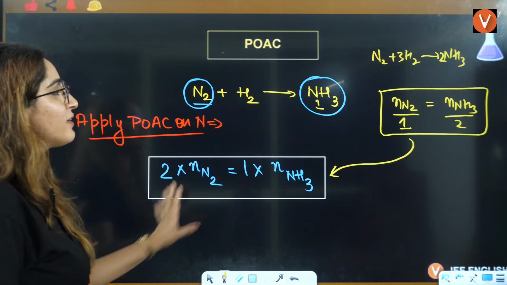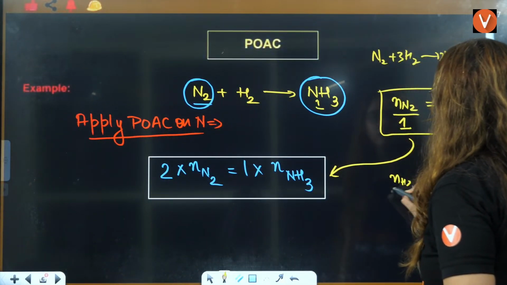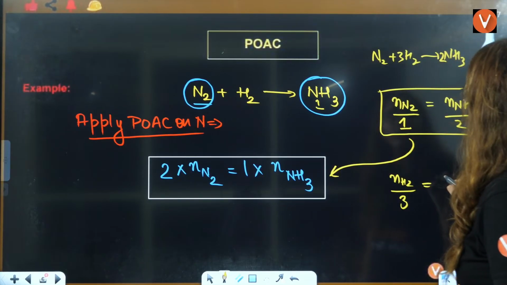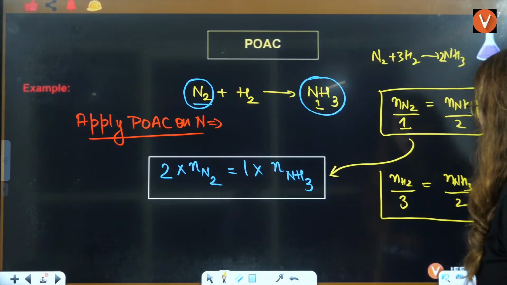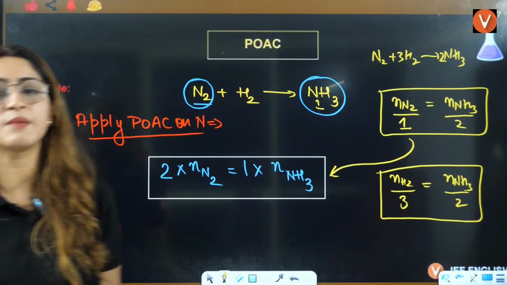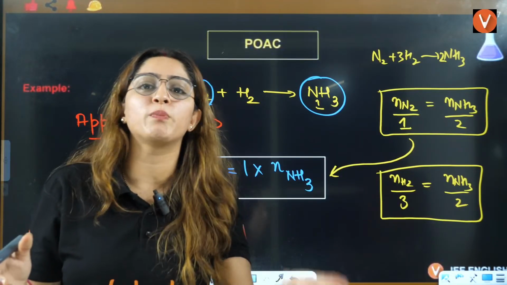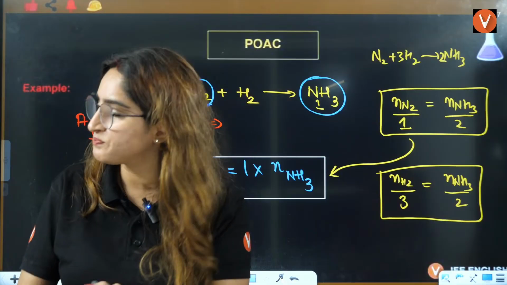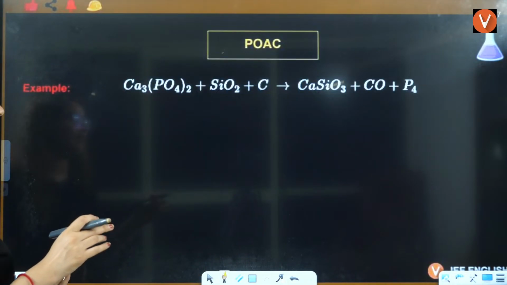If you equate it by balancing, you will get the same answer. Number of moles of H2 divided by stoichiometry 3, number of moles of NH3 divided by stoichiometry 2, you will get the same result here. Result is same, students, but you will see in the questions where to apply POAC and where to apply the other method. Yes, everybody. Is that clear?